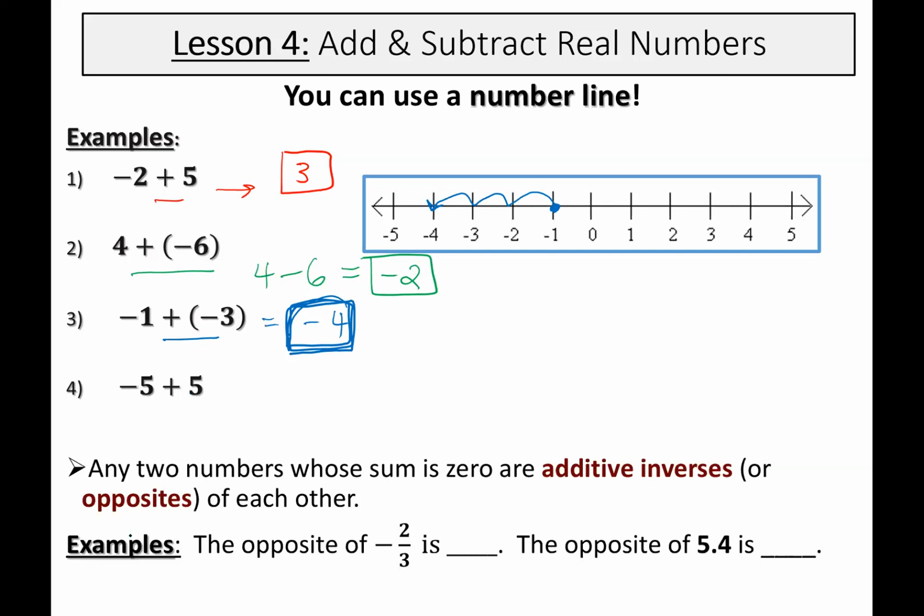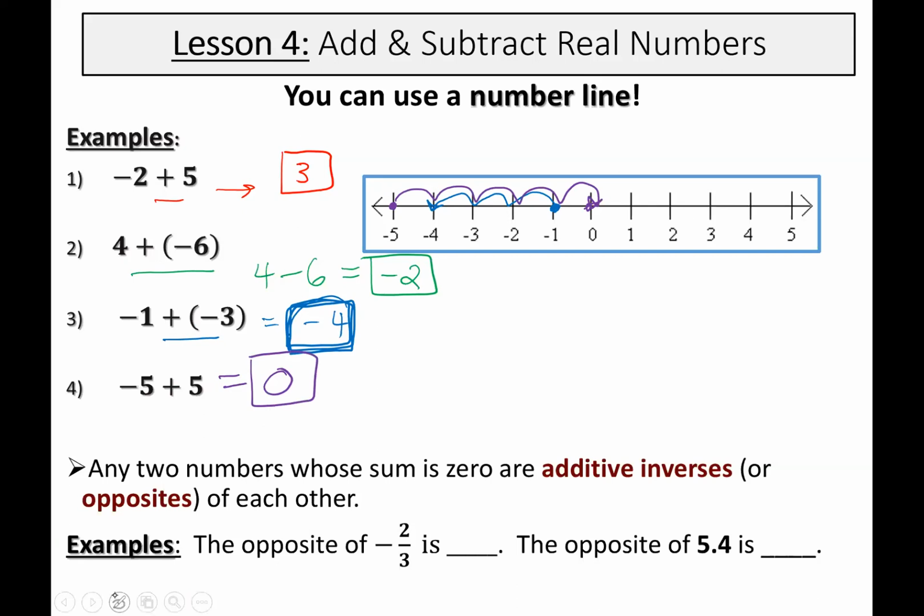All right, one more example to do on the number line, and then we'll eventually get to the rules for how to do this without using a number line every time. -5 plus 5. So we'll start at -5, and then we will add 5, which means we'll go 5 to the right. 1, 2, 3, 4, 5, and we land at 0. So -5 plus 5 is 0.